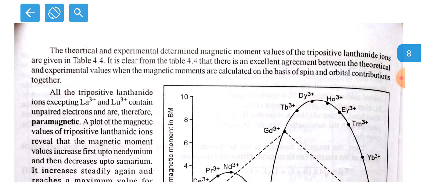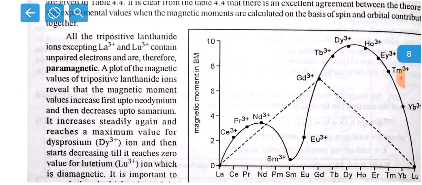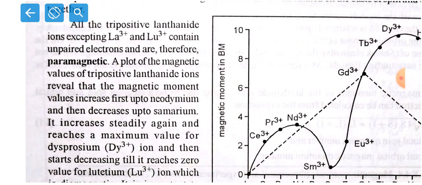The theoretical and experimentally determined magnetic moment values of the tripositive lanthanoid ions are given in table 4.4. It is clear from table 4.4 that there is an excellent agreement between the theoretical and experimental values when the magnetic moments are calculated on the basis of spin and orbital contribution together. All the tripositive lanthanoid ions, excepting La3+ and Lu3+, contain unpaired electrons and are therefore paramagnetic.